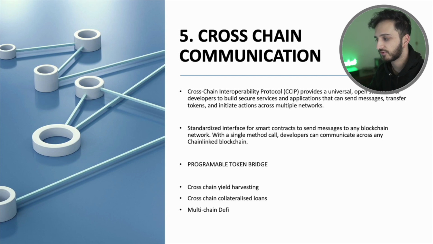So whether that's cross-chain yield harvesting or cross-chain collateralized loans, if you want to provide a loan on Avalanche and Ethereum and Polygon at the same time, Chainlink are going to do that, and they've got this thing called CCIP, the Cross-Chain Interoperability Protocol, providing a universal open standard for developers to build secure services and applications that can send messages, transfer tokens, and initiate actions across multiple networks.